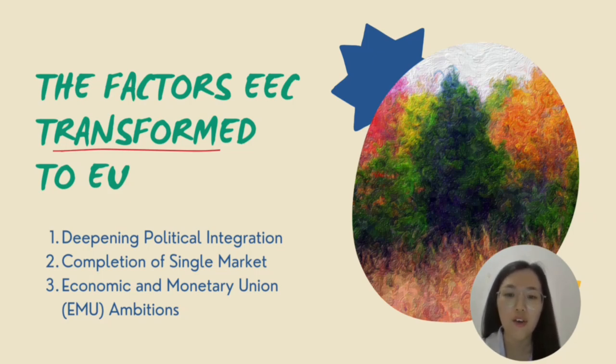So first of all, the factor is political integration. The EEC initially focused on economic cooperation, but member states recognized that economic stability required a stronger political framework. Why was political integration necessary? Because the EEC in 1957 was primarily an economic project focused on the customs union and trade, but its success revealed limitations in economic policy that require political alignment.